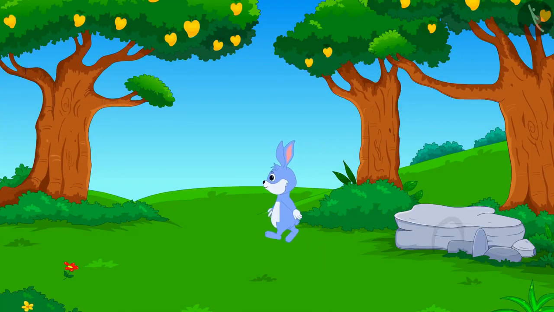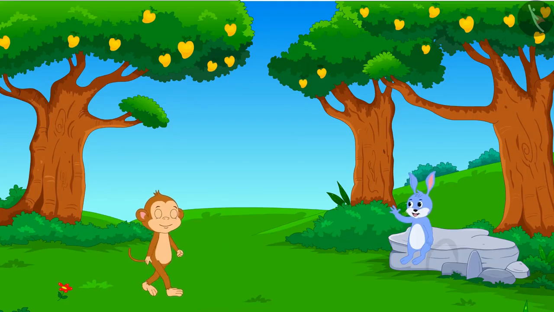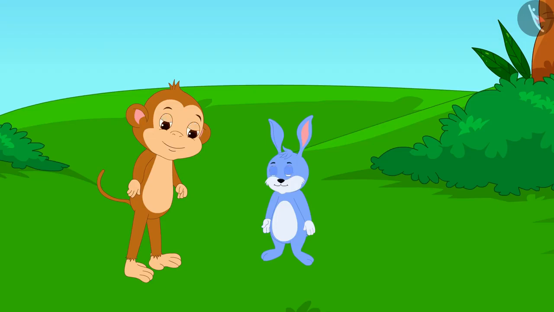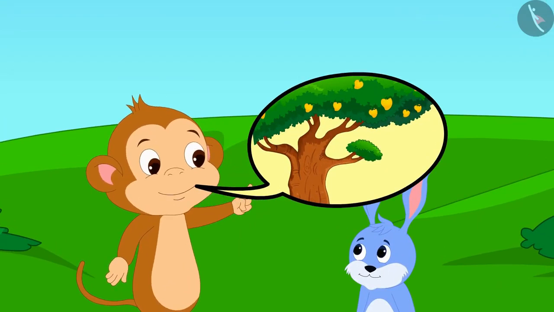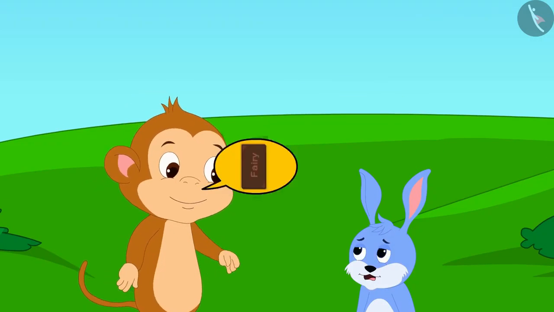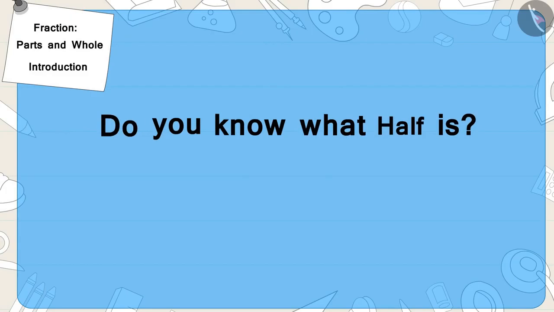When Bunny reached Appu's garden, he saw that the tree was very tall. Just then, Babban was passing by. He asked Babban for help. Babban told Bunny that he could pluck the mango by climbing up the tree. But in return, he would have to give him half of the chocolate. Children, do you know what half is?